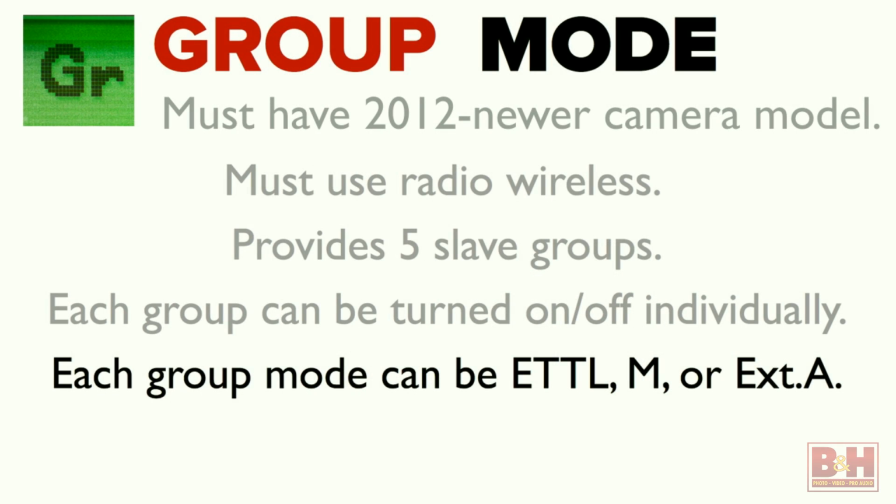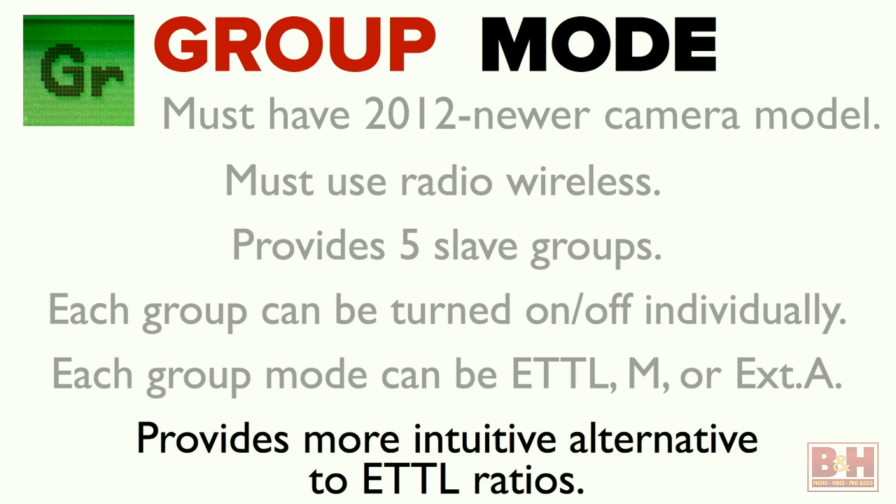For each of the groups, you can have ETTL, you can have manual, you can have external auto. For me, the world is pretty much almost always in manual, sometimes in ETTL. I've never found a situation where I had to be in external auto, but my friends who shoot weddings who love it really are grateful for it. If you are an ETTL shooter, then shooting in group mode, I've got a slide on this, will give you a much easier way to use flash exposure compensation across multiple groups, all right?